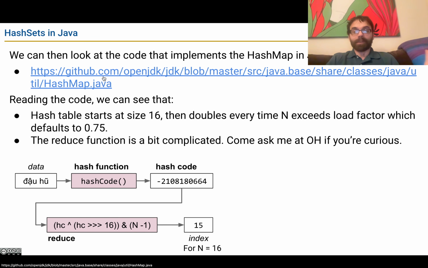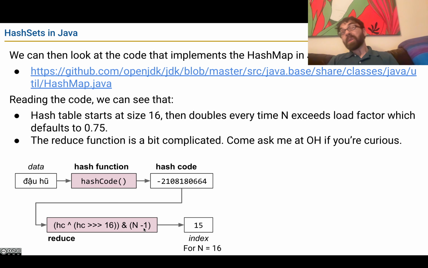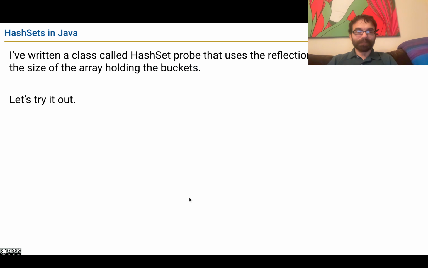Maybe Control-F 16 and find it. The other thing you can find is that the reduce function is not just mod n. It is the hash code XOR the hash code right shifted by 16, and then AND n minus 1, which it turns out is the same thing as mod in this context. I'm not going to go into this function in any detail. I'm just letting you know what's there. I'm happy to talk about this at office hours, why they use this specific function, but it's not important to us. It is very close to mod, just a little different.